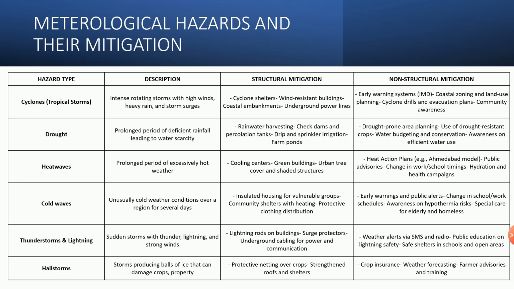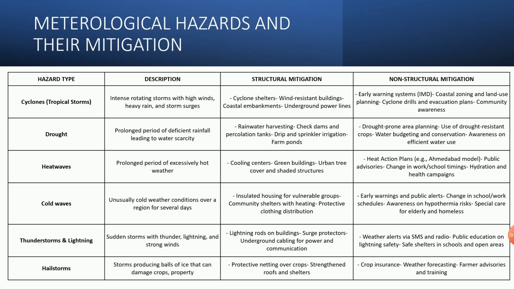Then heat waves: like in summer time, the prolonged or increased temperature of the sun would cause some health issues. Similarly, like heat waves, there are cold waves also. These are caused in regions like the north and aurora lights, all those places. Then thunderstorms and lightning, you know what this is. And then lastly hailstorms.